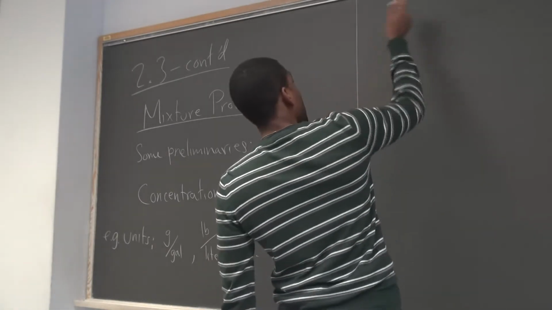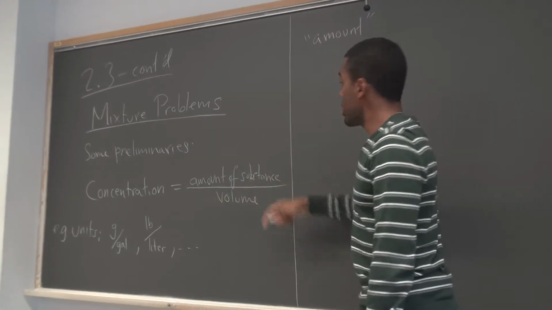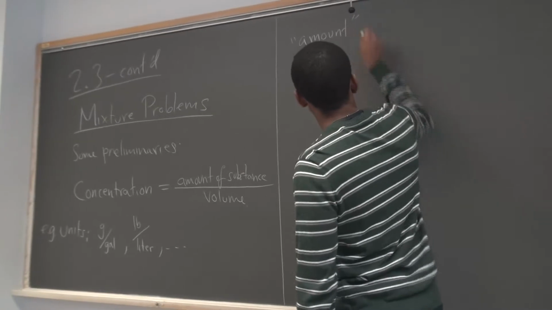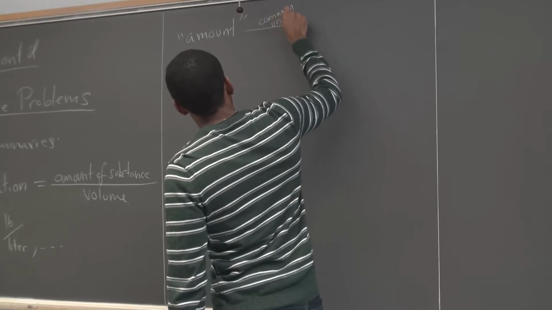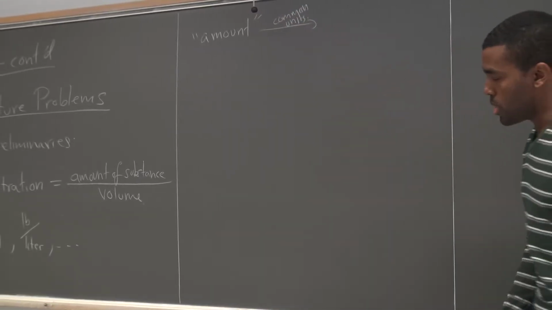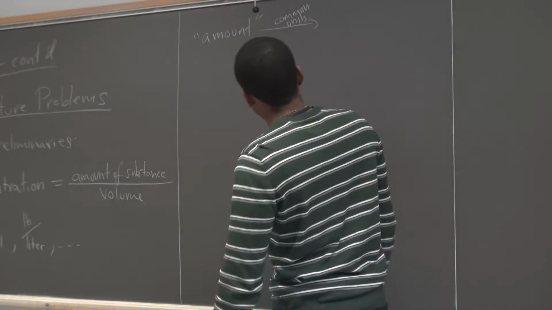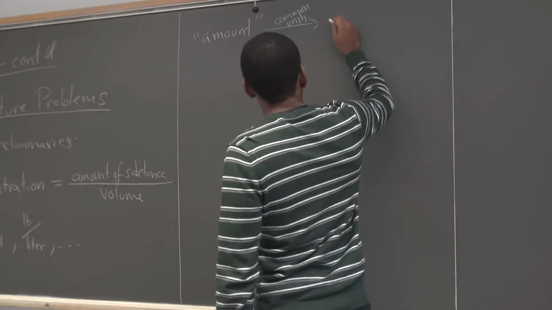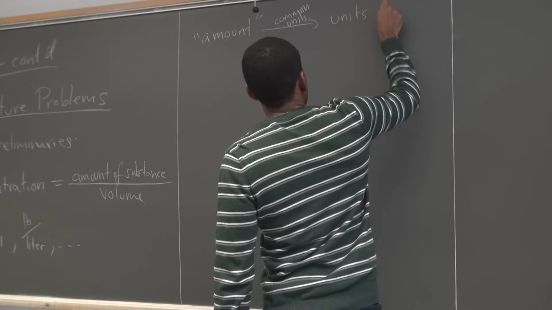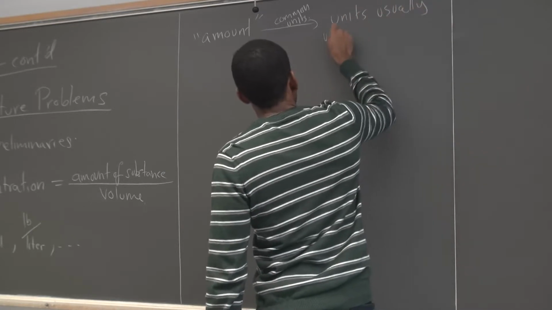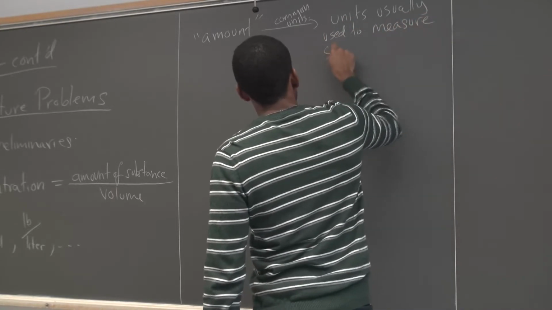Let's talk about the amount. Right? So obviously this has two things, and you need to know what they are. There is some variation to this, but basically in this course, this is how you're going to tell when you're being told the amount of something. And the common units would be units usually used to measure solids.